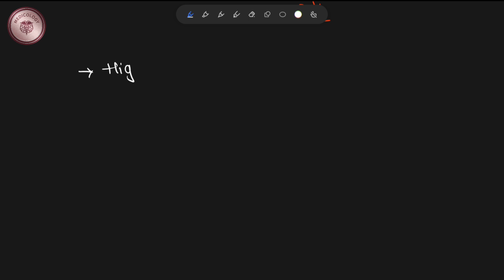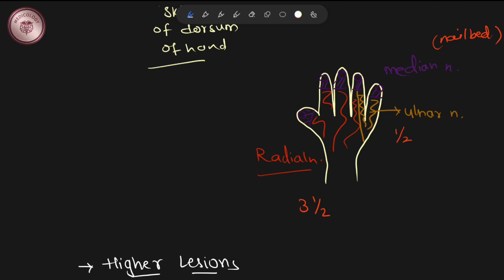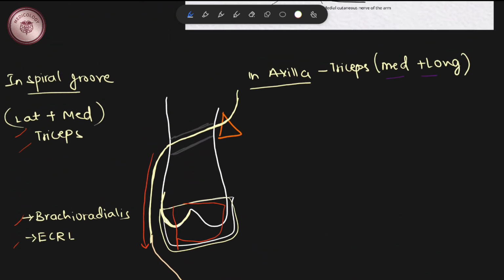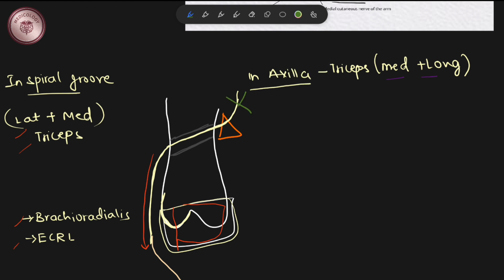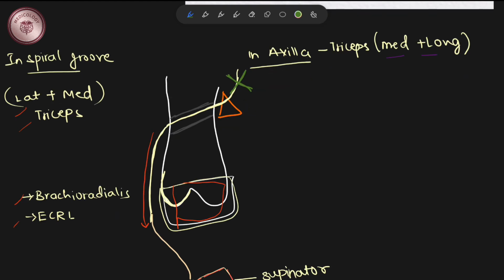In higher lesions, so in higher lesions at the place of the axilla. Okay, if I have to ask one question: if this place is getting injured, which place? The axilla. What will happen? Will the triceps muscle work? No. The triceps muscle will not work. What is the function of the triceps? Extension of the elbow. So there will be no extension, so flexion is seen.